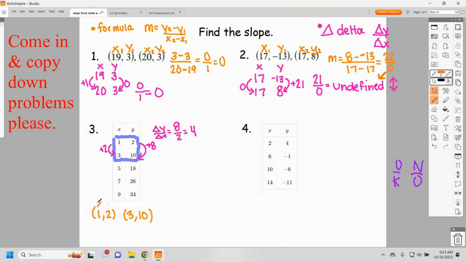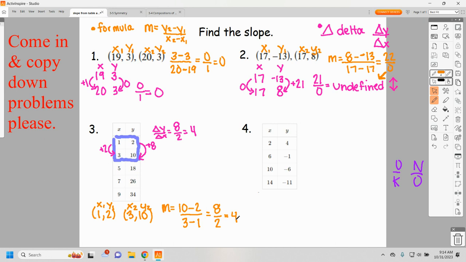All right. So I write down the 2 points I chose. I'm labeling them. That's my first point, x1, y1. Here comes my second, x2, y2. I'm going to plug it in the formula. Remember that formula is up here. M equals y sub 2 is 10 minus y sub 1 is 2, x sub 2 is 3 minus x sub 1 is 1. 10 minus 2 is 8. 3 minus 1 is 2. 8 divided by 2 is 4. You're going to get the same answer.